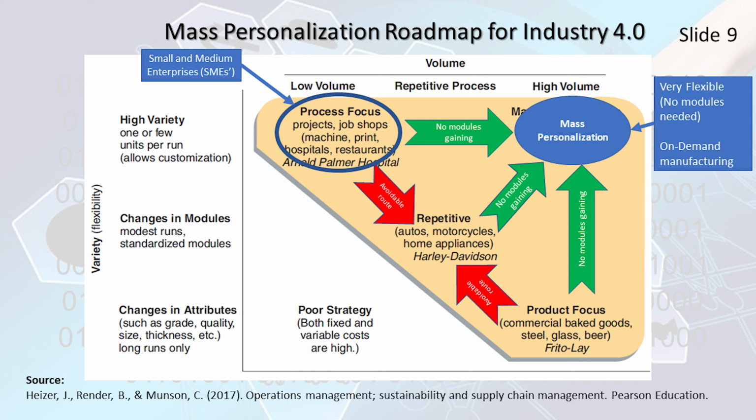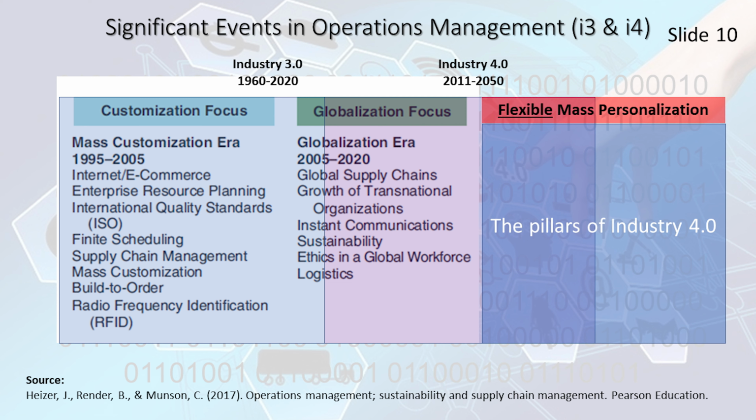Industry 4 mass customization needs no modules because it has the pillars which give this production type a super flexibility. The Industry 4 9 pillars made the flexible mass personalization dream come true. On-demand flexible mass personalization manufacturing is the resulting production type for Industry 4.